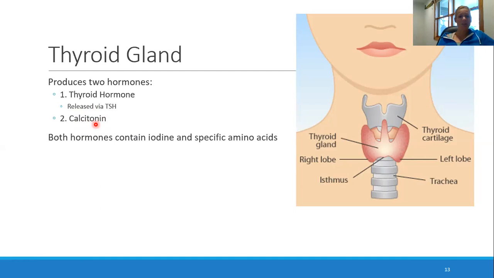Both of these hormones contain iodine and specific amino acids. They're stored in an inactive form and then activated when needed, when released from the thyroid.